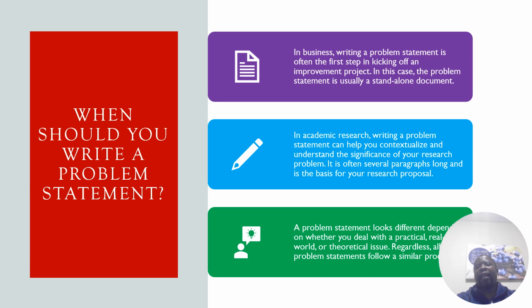They actually hire the expert in business in certain areas to be able to define the problem that they actually need to go out there and address. Then in academic research writing, a research problem statement can help you to conceptualize and understand the significance of your study or the significance of your research problem. And it's often several paragraphs long, and is the basis for your research proposal.